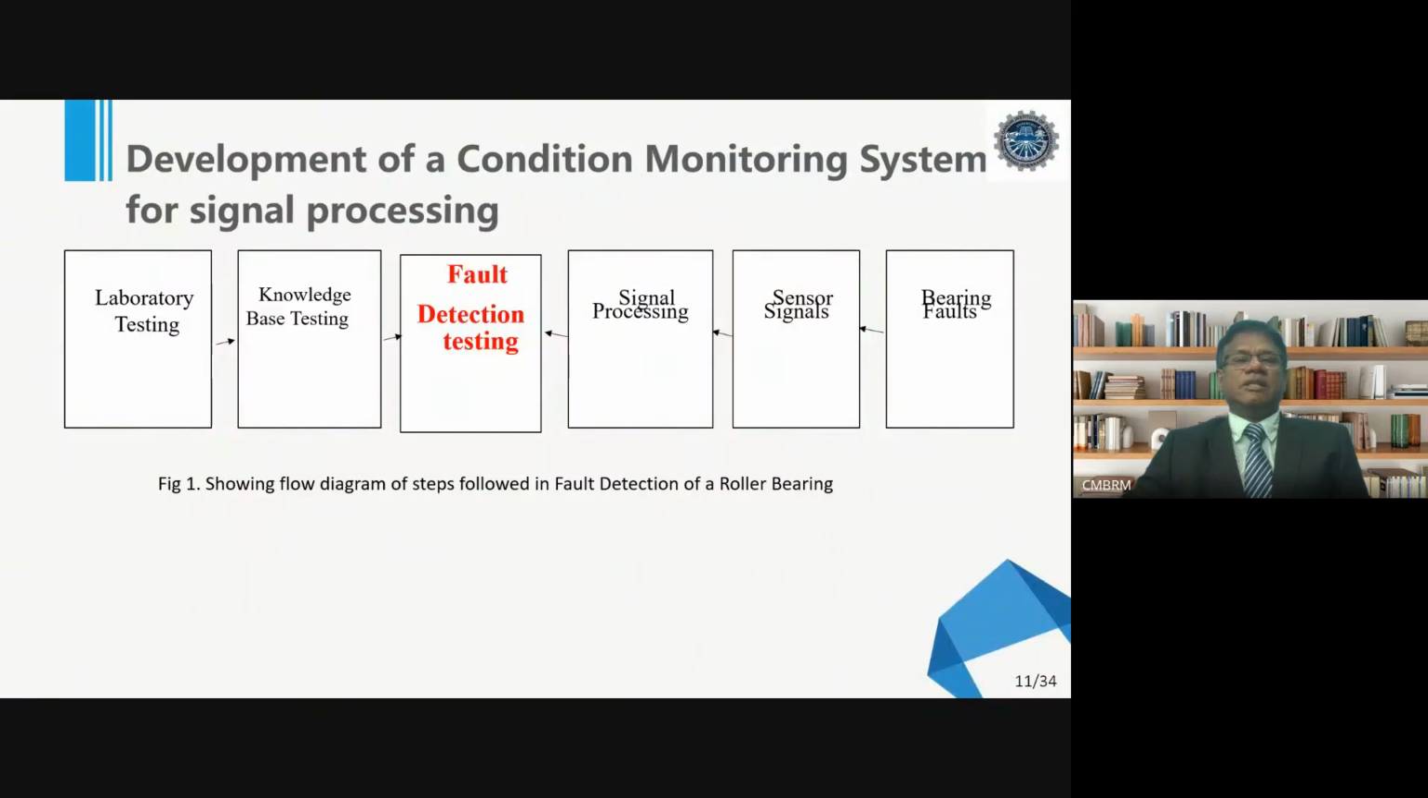Then how will we develop the condition monitoring system for signal processing? This is the fault detection system we develop for a particular component. We go for laboratory testing, and from the laboratory testing we get knowledge-based testing, how the fault occurs. Then we look at how the bearing is going to fault. From the sensor, we decide what type of sensor we can use to collect the signals. Then the signals are processed, and both are combined. We get the fault detection system of a particular system.